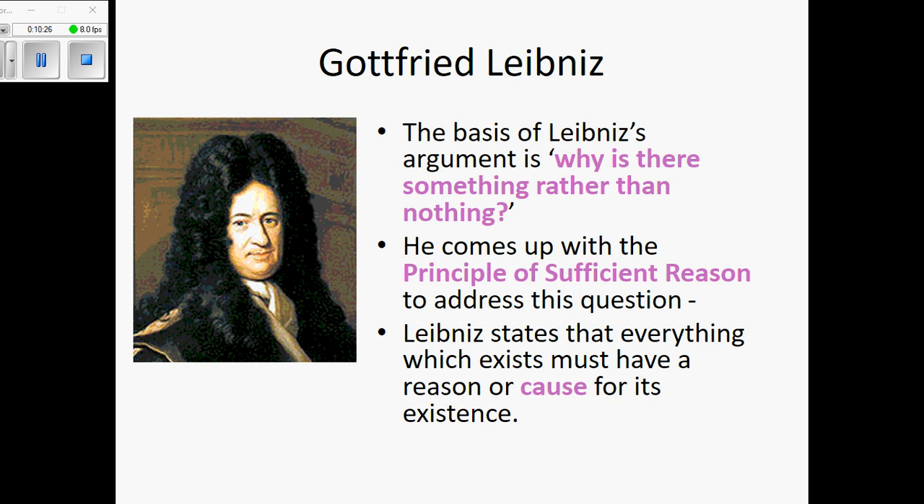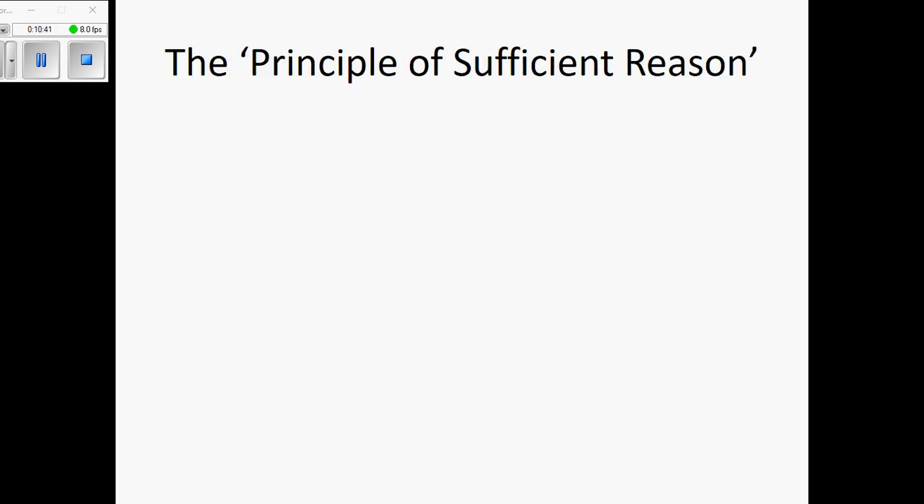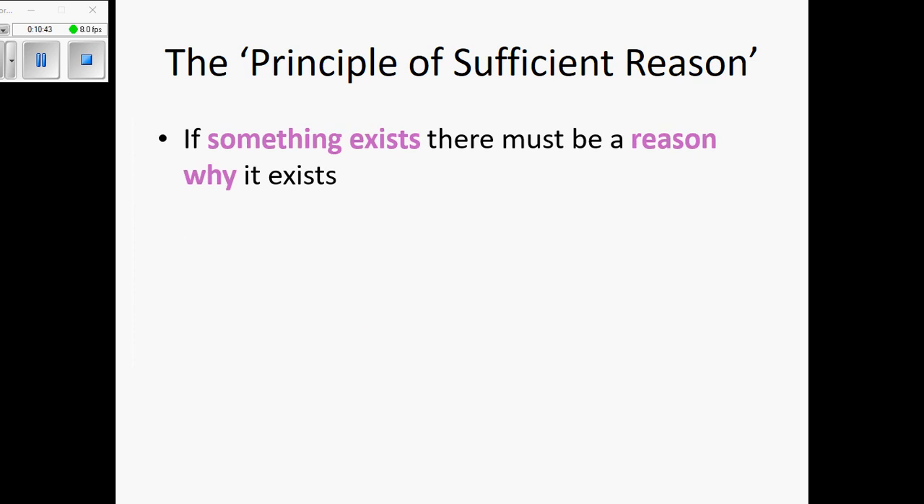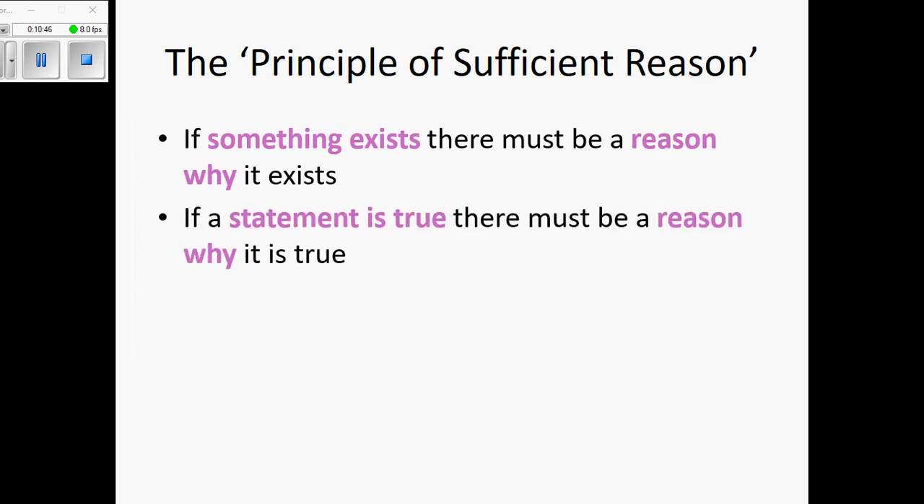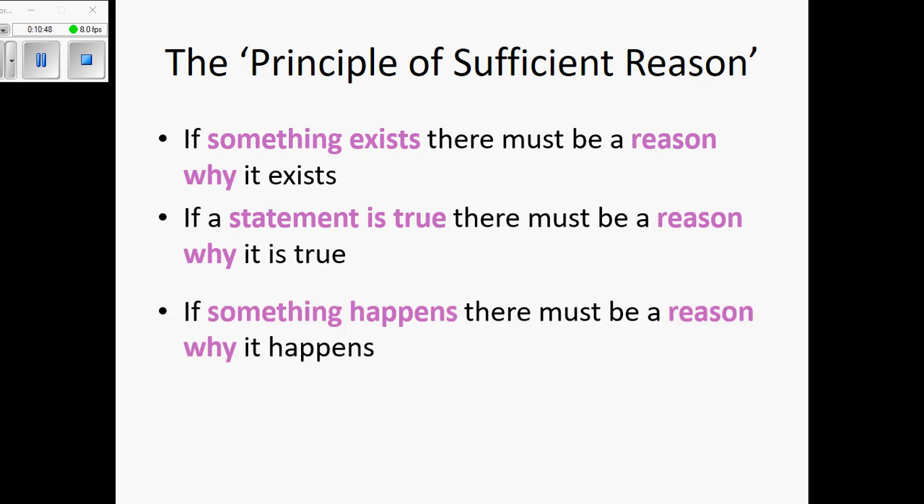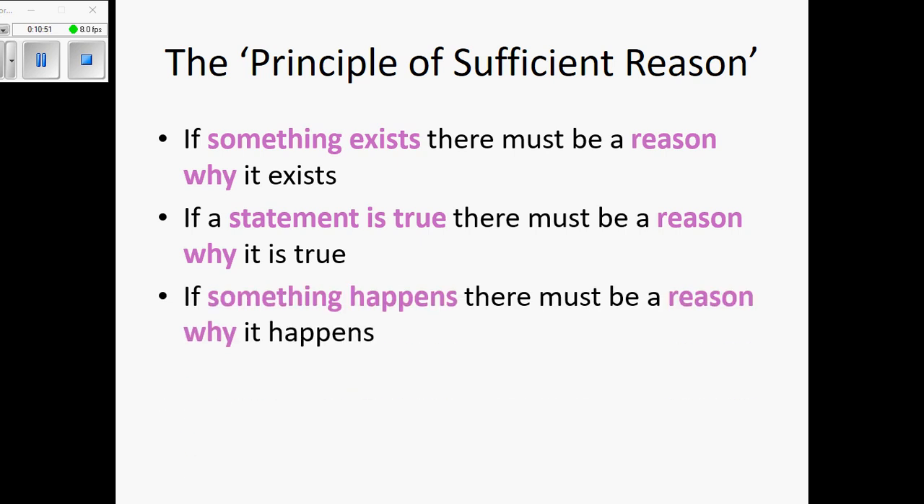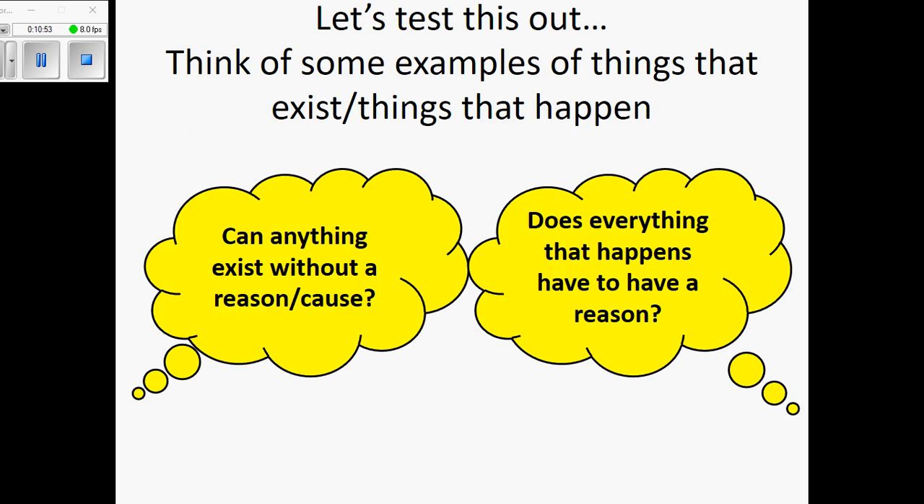Now, we have another philosopher called Leibniz who makes a similar claim as Aquinas. And this is the idea of the principle of sufficient reason. Leibniz states that everything which exists must have a reason or cause for its existence. So if something exists, there must be a reason why it exists. If a statement is true, there must be a reason why it's true. If something happens, there must be a reason why it happens. So you might want to think about this to yourself. Can anything exist without a reason or a cause?